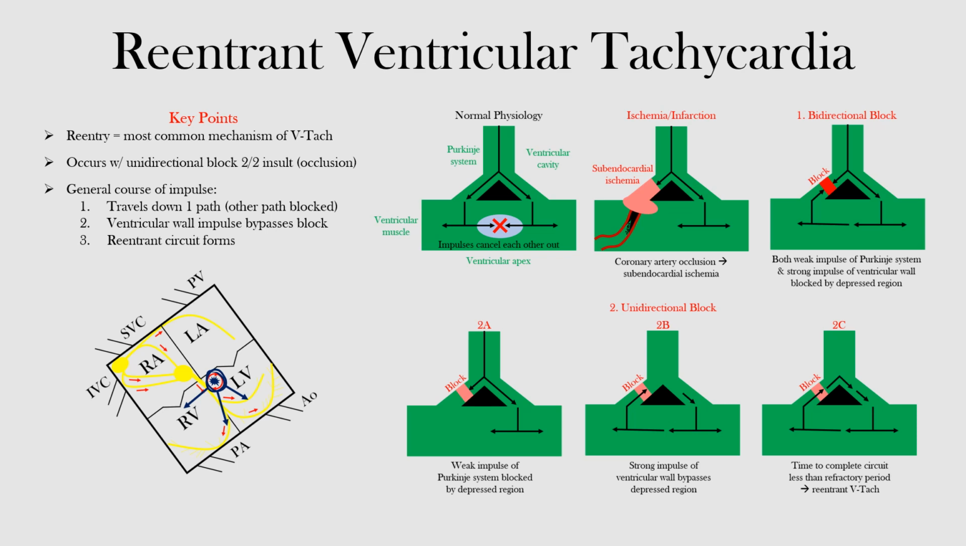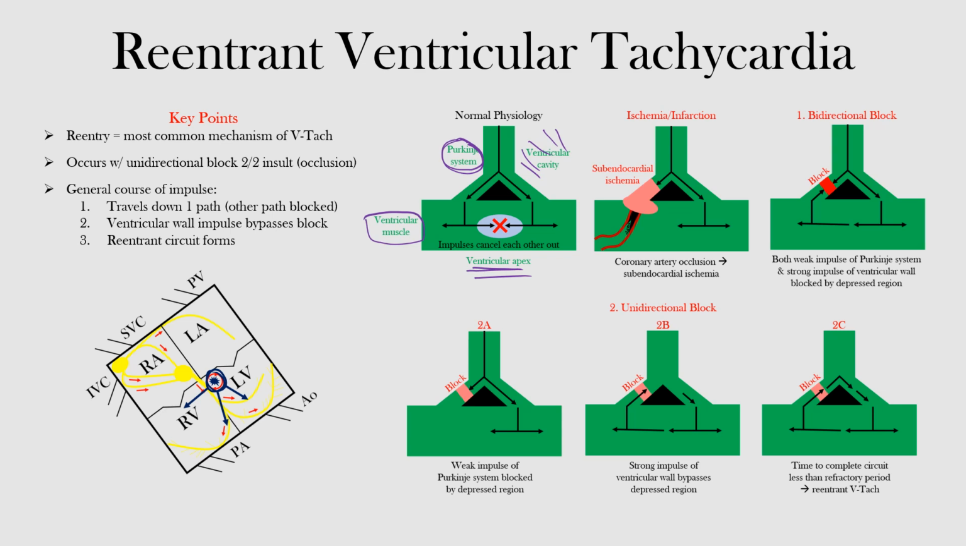Let's take a closer look at this reentry mechanism. Notice here that we have the end of the Purkinje system with two different pathways innervating the ventricular muscle. If you look here, we'll orient ourselves. Here's our Purkinje system; we come down our conduction system to our Purkinje system. Here's the ventricular cavity, where the blood would be. Here's our ventricular muscle, and here's our ventricular apex. We have our Purkinje fibers that are innervating our apex.